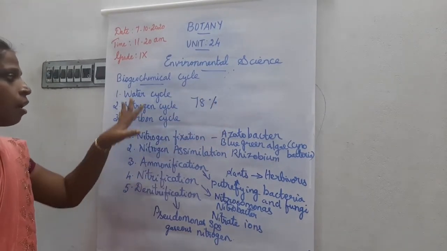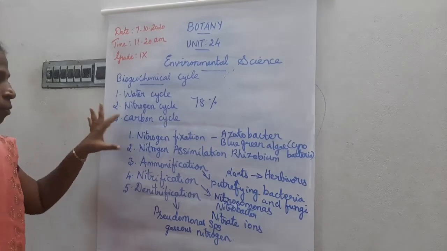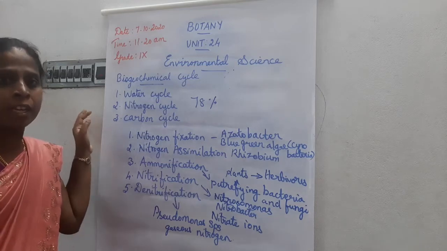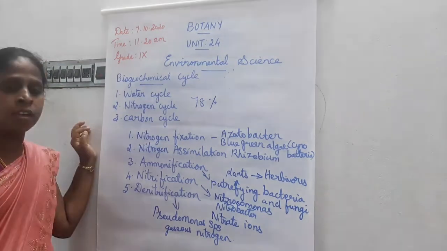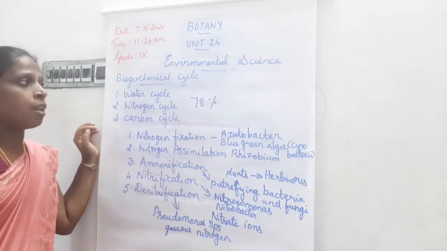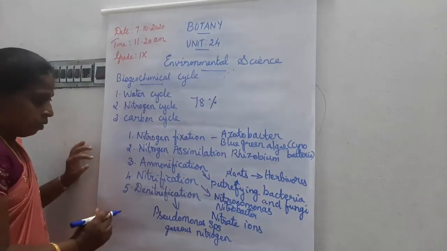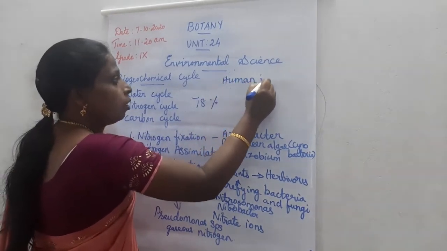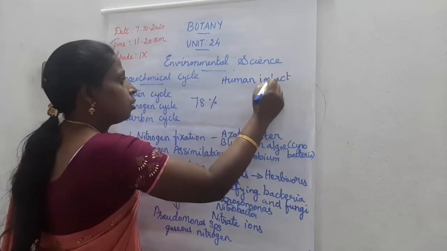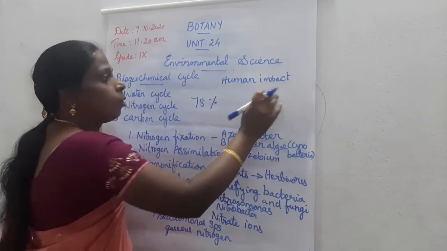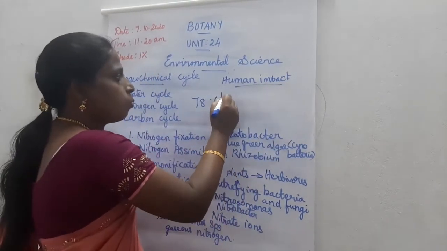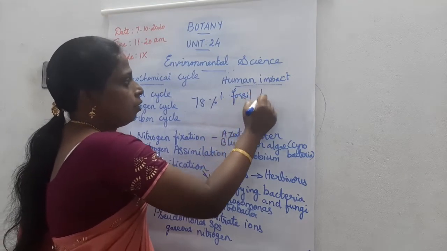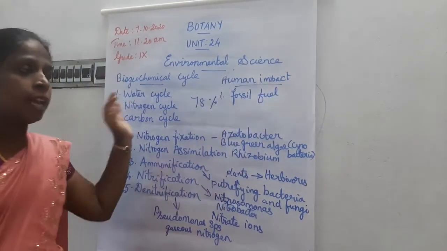This process is called the nitrogen cycle. Next one is human impact on the nitrogen cycle. The nitrogen cycle can be affected by humans. The first one is the burning of fossil fuels. It can affect the nitrogen cycle.